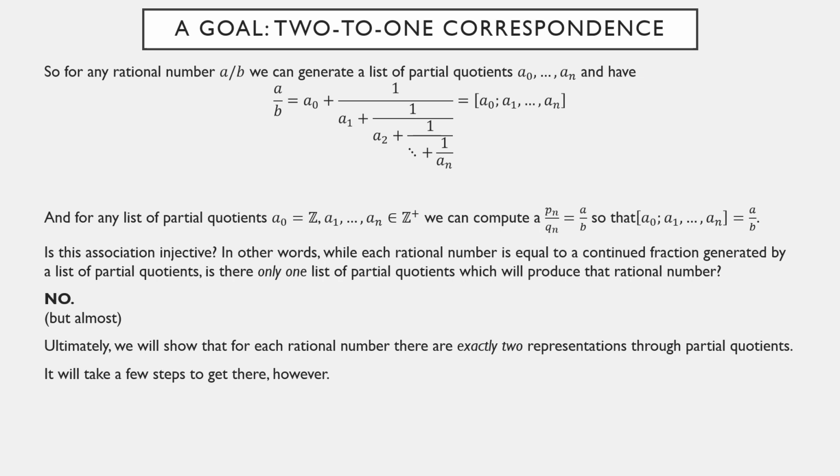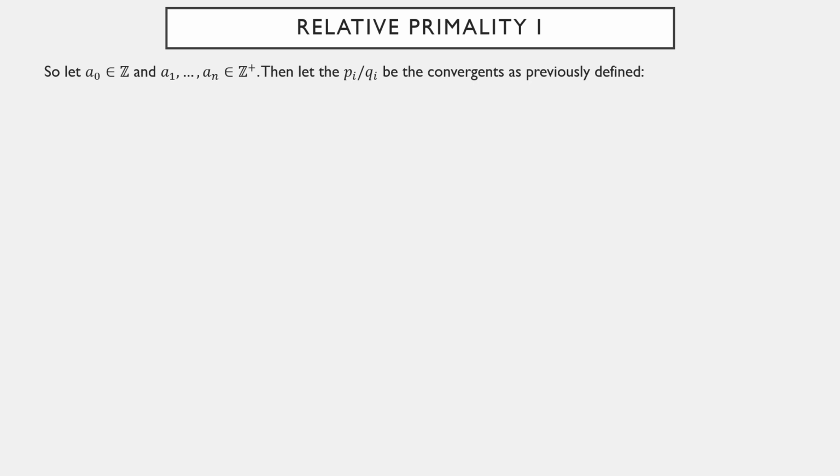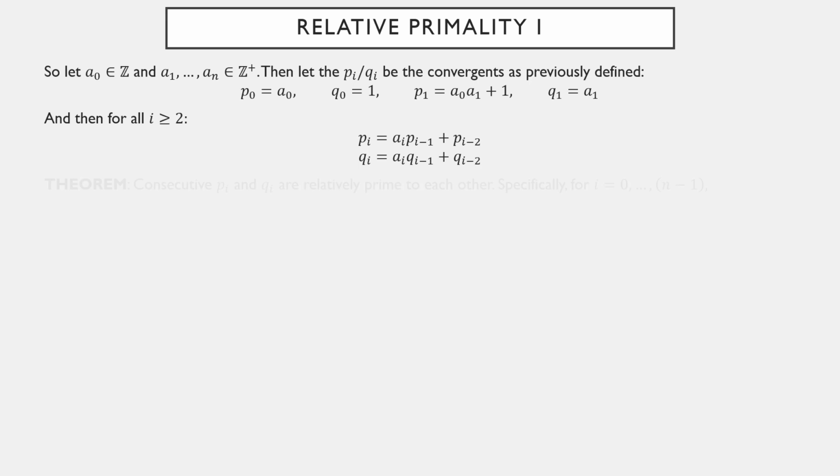It will take a few steps to get there. It's not going to be the most straightforward, but it's a nice little observation and it gets us very familiar with working through the terminology and notation of continued fractions. Okay, so first, suppose we have a generic integer for a sub 0 and positive integers for our other partial quotients. Let pi over qi be the convergents as we've previously discussed. P0 is A0, Q0 is 1, P1 is A0 A1 plus 1, Q1 is A1, and then past that point we have the same recursive formula for both.